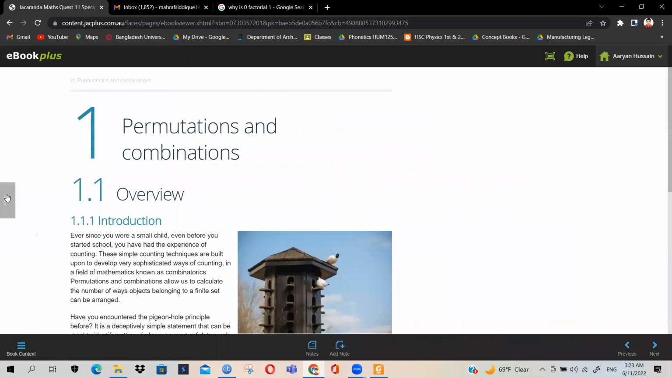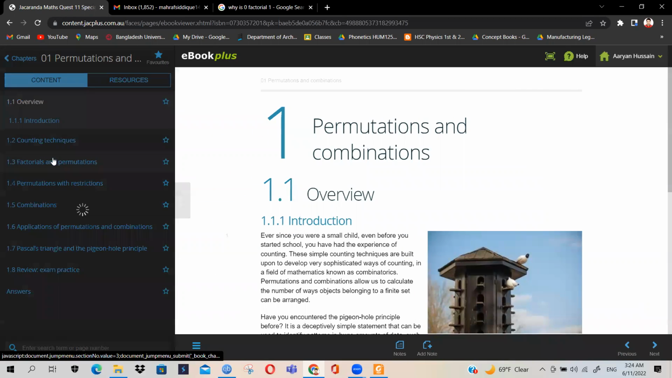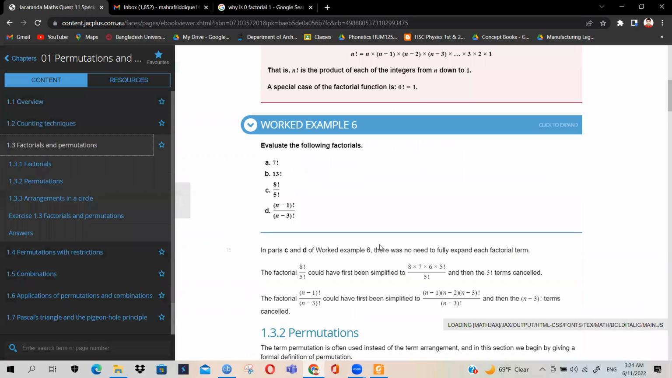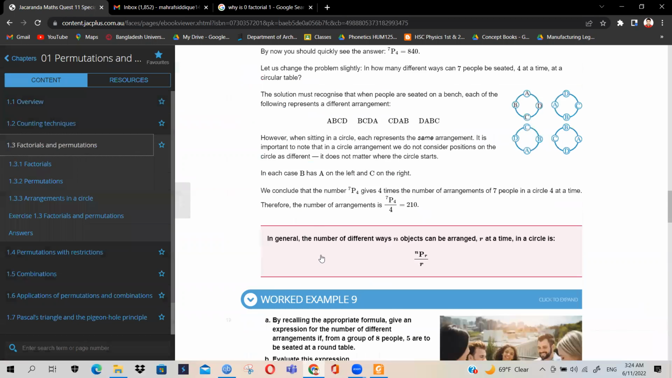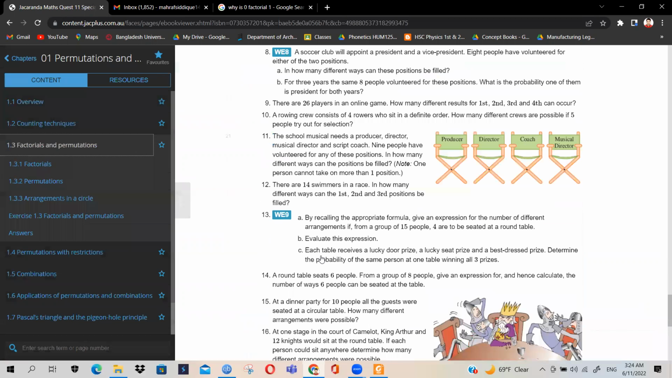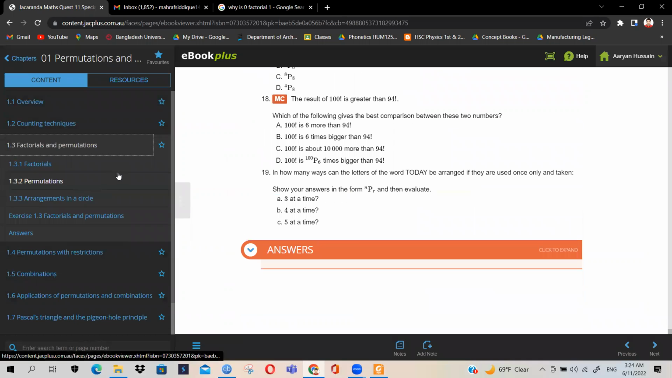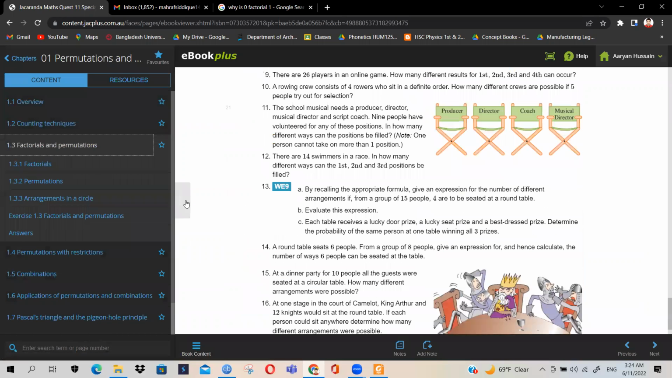In chapter 1, then, factorials and permutations. I don't think in this chapter you are studying binomial expansions, but I think binomial expansions are part of your study. Okay, let's start with factorials.